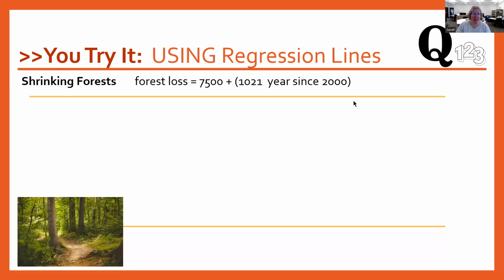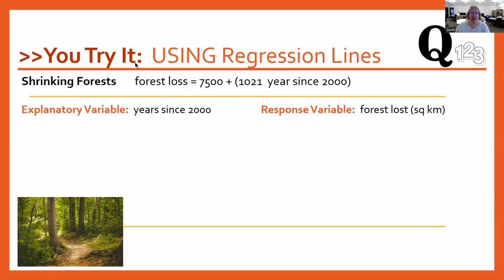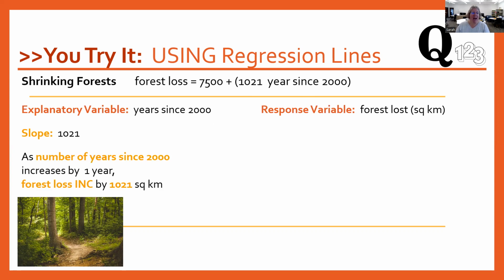All right, so hopefully that went well. Let's go through these. Again, the explanatory variable is usually what's attached to this number. So the years since 2000 should be my explanatory variable, and my response variable is the forest lost. The slope is the number attached to the explanatory variable. So 1,021, also positive. I'd say as the number of years since 2000 increases by 1 year, the forest loss increases by 1,021 square kilometers. So each year we're losing about another 1,000 plus square kilometers of forest.